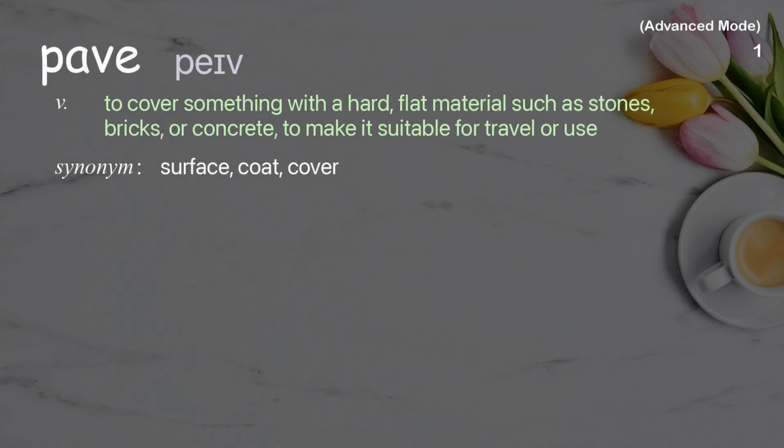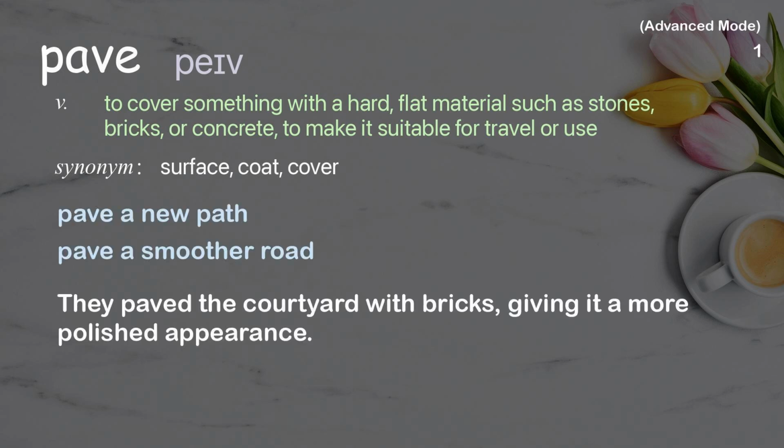Pave. To cover something with a hard, flat material such as stones, bricks, or concrete to make it suitable for travel or use. Examples: Pave a new path. Pave a smoother road. They paved the courtyard with bricks, giving it a more polished appearance.